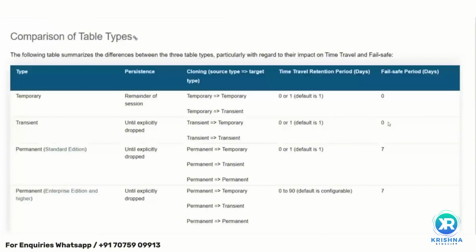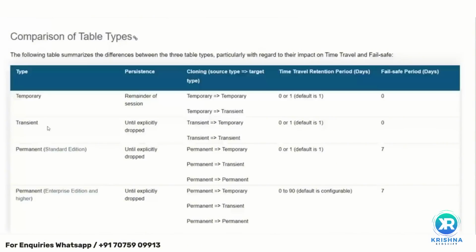It means you cannot restore the table once it is dropped. That's what failsafe 0 means. Of course, a temporary table, since it's temporary, is dropped as soon as you log off, so it makes sense. Once you log off, it's gone. You have to recreate the table if you want. That's why it is called a temporary table.